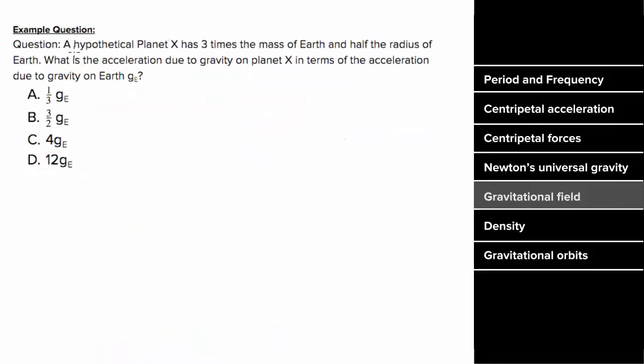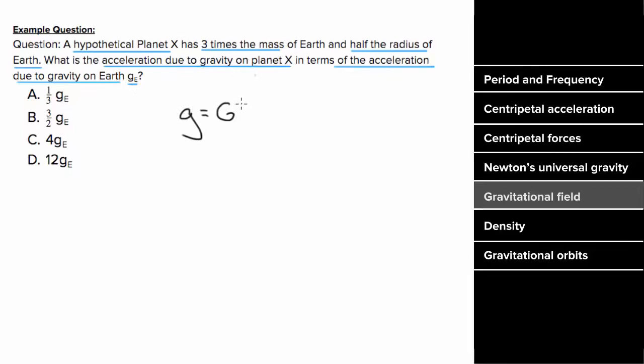So what does an example problem involving gravitational field look like? Let's say a hypothetical planet X had 3 times the mass of Earth and half the radius of Earth. What would be the acceleration due to gravity on planet X, i.e. the gravitational field on planet X, in terms of the acceleration due to gravity on Earth, g_E?